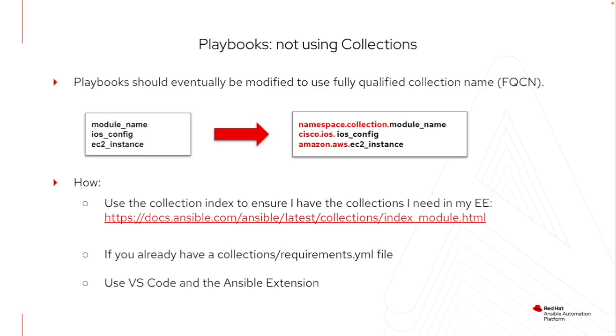So I generally like to start with that collection index, which I'll show here in a minute, which really lists almost every module that exists in Ansible. I'll do a nice Control F, do a find, look for my specific module, and make sure I have that collection in my larger list. If you already have a collections requirements.yaml file in your repository, great. Copy that, use that to make sure it's built into my existing EE, and then I can leverage VS Code and the Ansible extension to leverage that EE and some autocomplete capabilities to build out my playbooks.